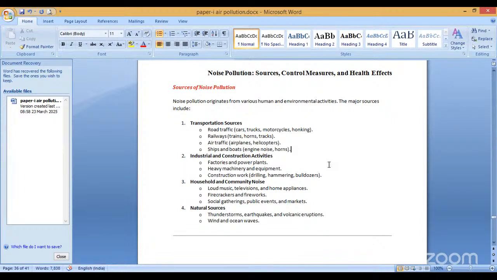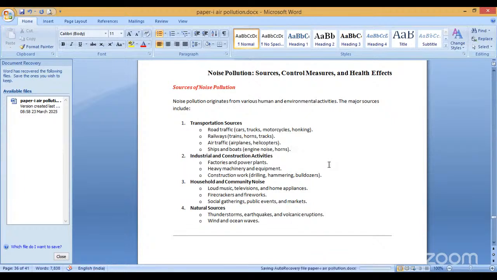Coming to the next one, industrial and construction activities: factories and power plants, heavy machinery and equipment, construction work, drilling and hammering, and bulldozers. These are the categories included in industrial and construction activities.